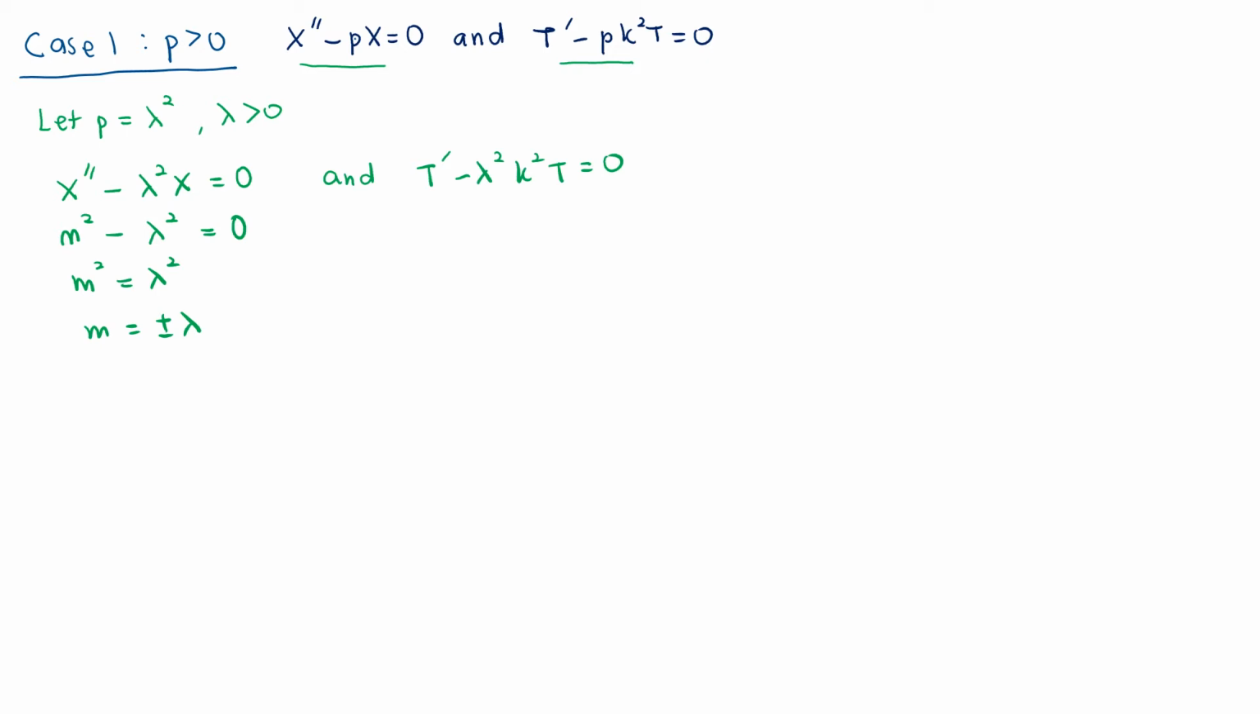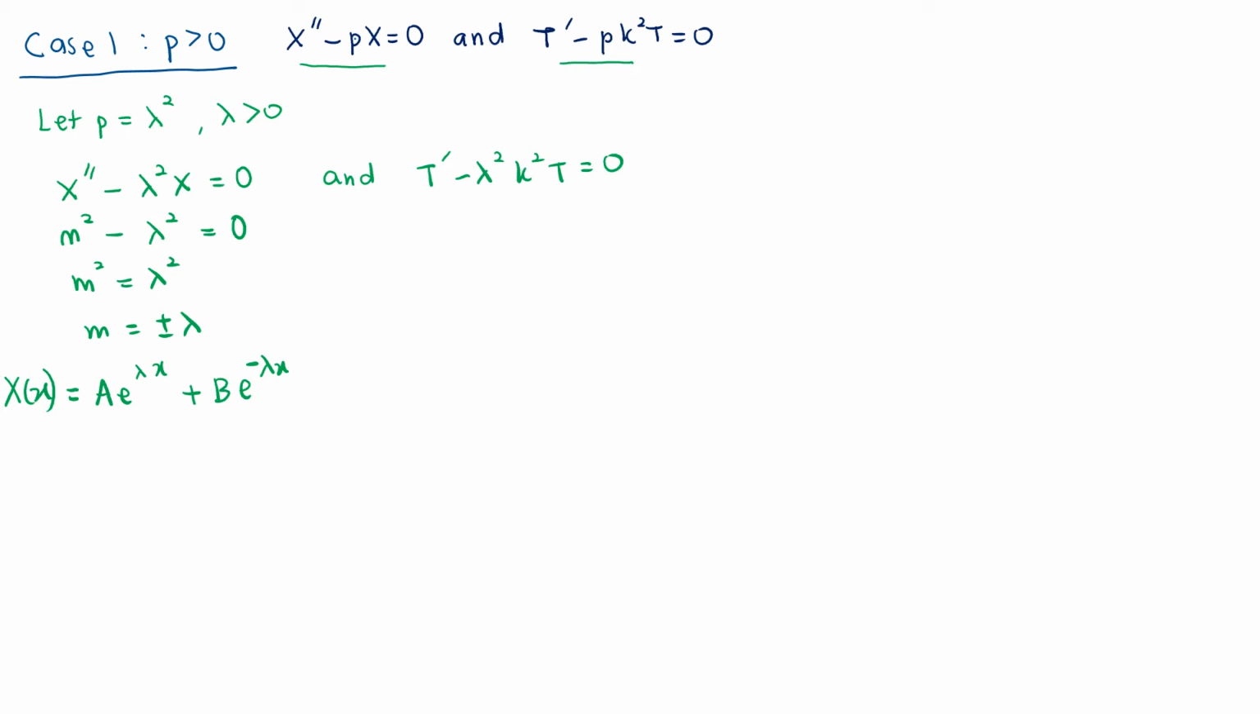Since these are distinct real roots, we can write the solution as x equals A e to the power of lambda x, and the second one B e to the power of negative lambda x. So this is the equation for x.